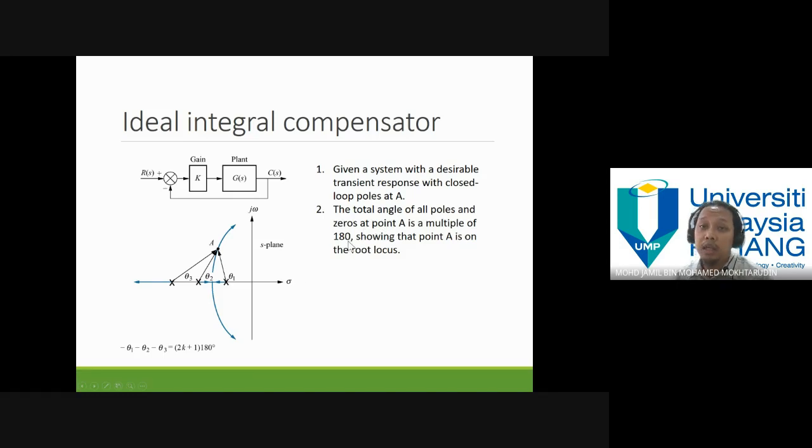This is going back to the angle I mentioned last week, which you need to calculate later, showing that point A is on the root locus. To determine whether a point is on the root locus, you find the angle made by the other poles and zeros to the point that you desire. This goes back to lectures three weeks ago. If a point is on the root locus, the angle made must be a multiple of 180 degrees.